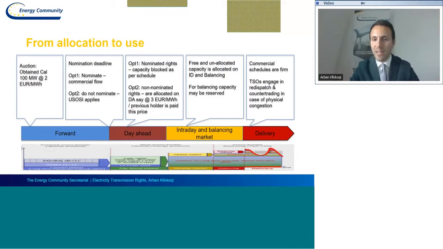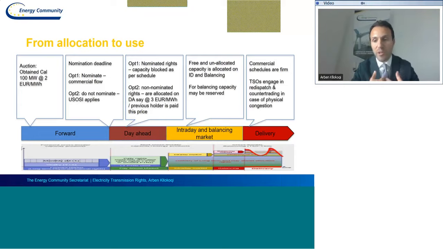Whatever is not allocated at the day-ahead stage is then allocated on the intraday. There is also a process of capacity calculation in all these time frames. It is calculated on the intraday, and then whatever remains goes into balancing. Near the delivery, all the commercial schedules become firm. Then it's the TSO that engages in potential redispatch and counter trading in case there is physical congestion.